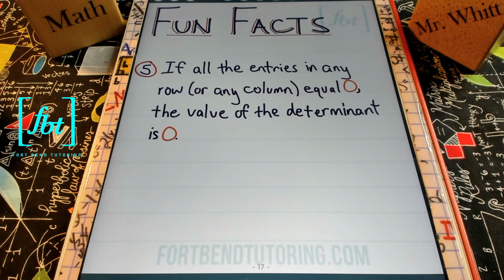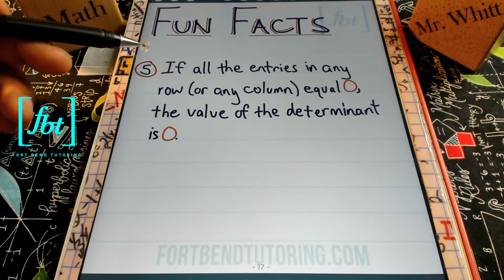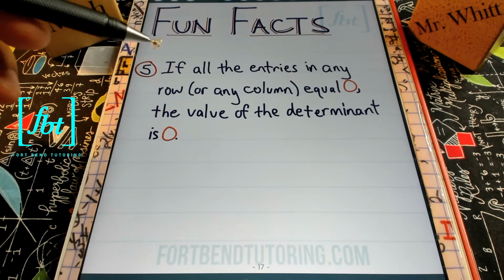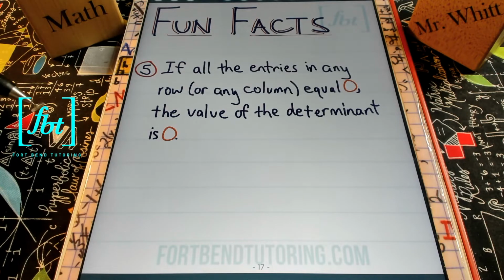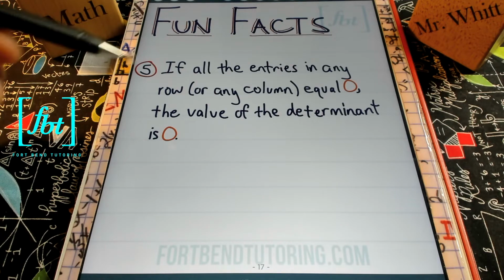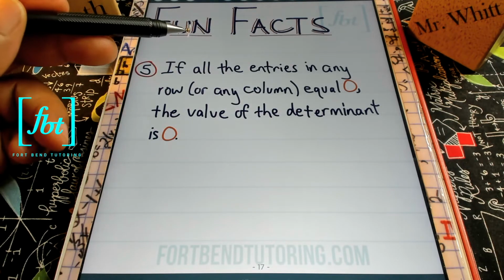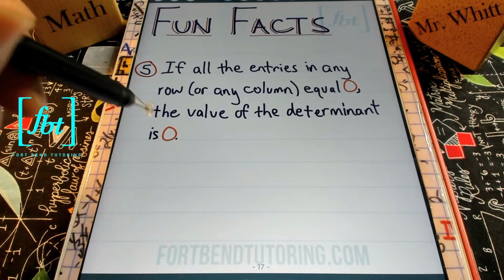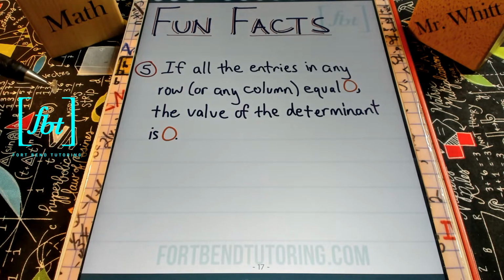Our next FBT fun fact shows us this. If all the entries in any row or any column equal 0, the value of the determinant is 0. Good to know. So if you run across a matrix that has a row that's all zeros or a column that is all zeros, don't waste your breath doing anything further than writing down 0 as a determinant. Okay? That's a good fun fact to know, guys.